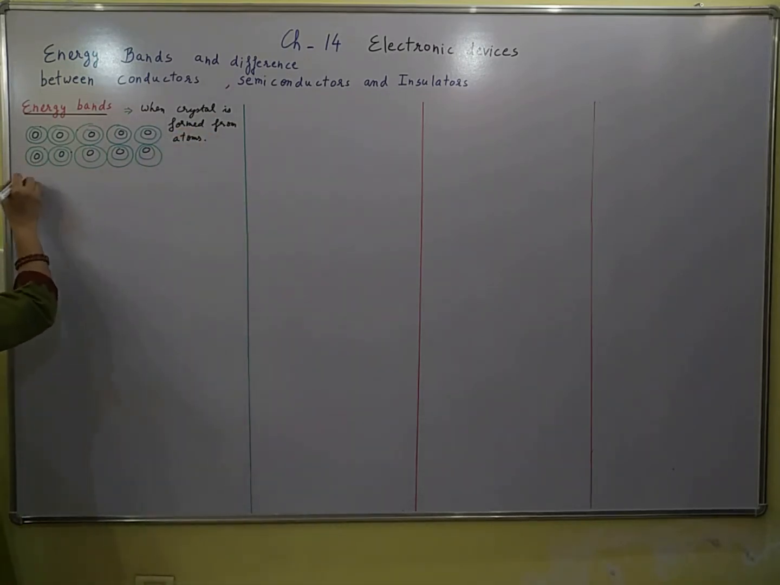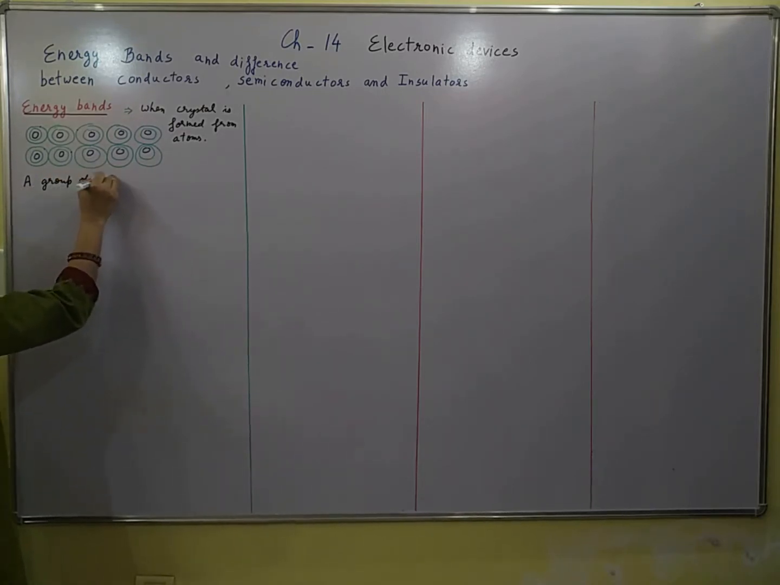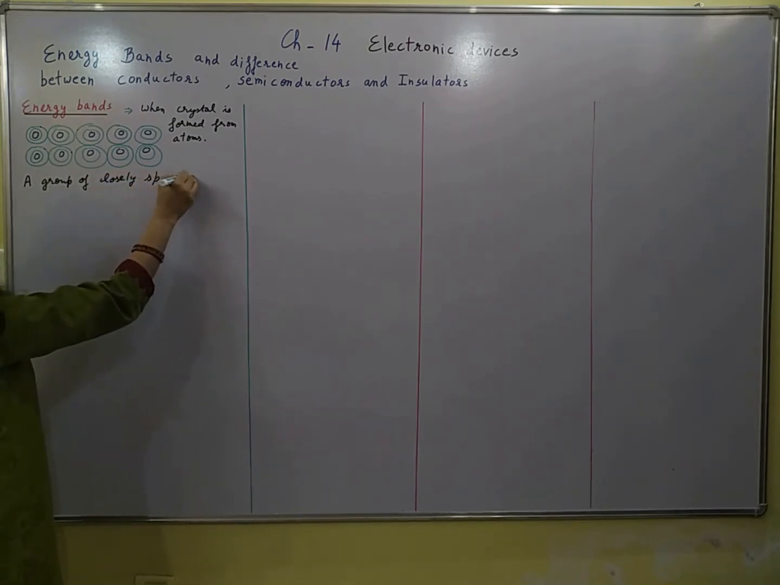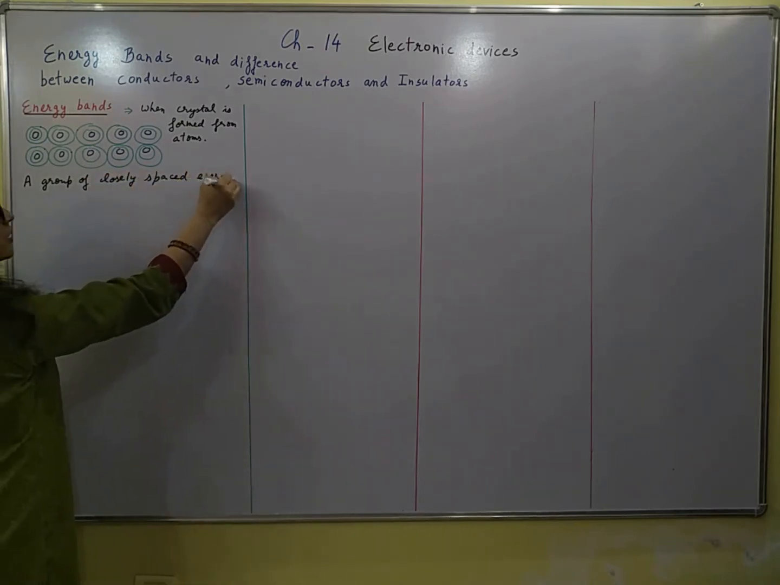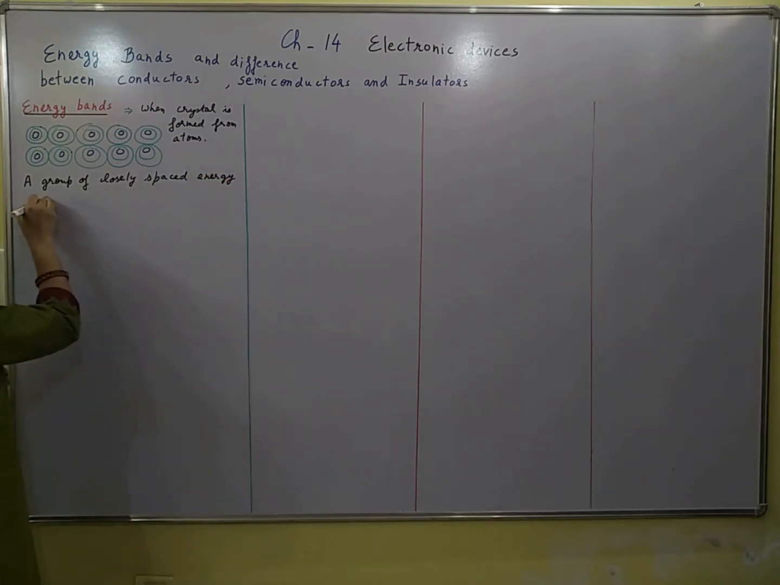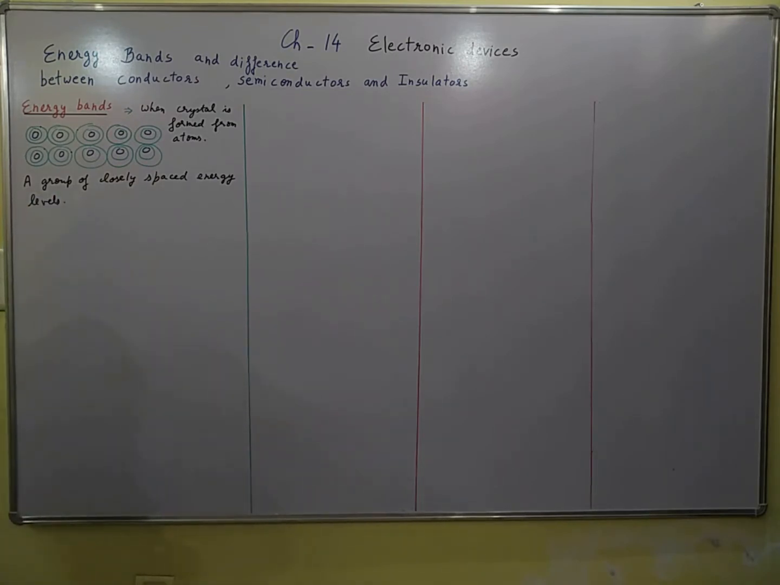It is a group of closely spaced energy levels. Detailed discussion we have already done in the previous video. Now, how many types of energy bands have we discussed?